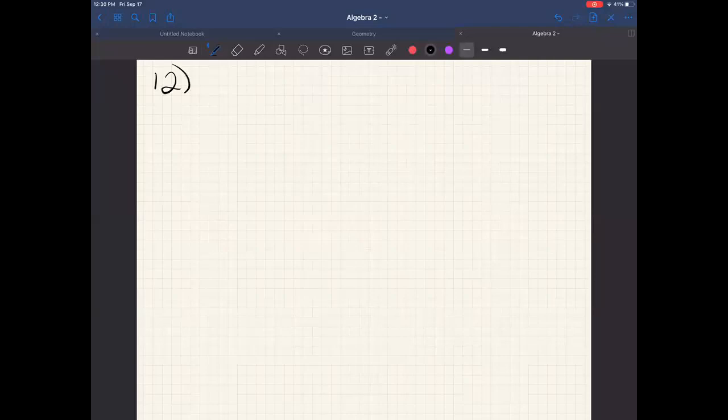Now, number 12. So number 12 says, a line in the XY plane passes through the origin and has a slope of 1/7. Which of the following points lies on the line? So I'm not going to waste my time doing a graph with this. I'm just going to do my t-table, right? My X and Y. Now they tell me it starts and passes through the origin. What point is my origin? 0, 0. So that's where I'm starting.